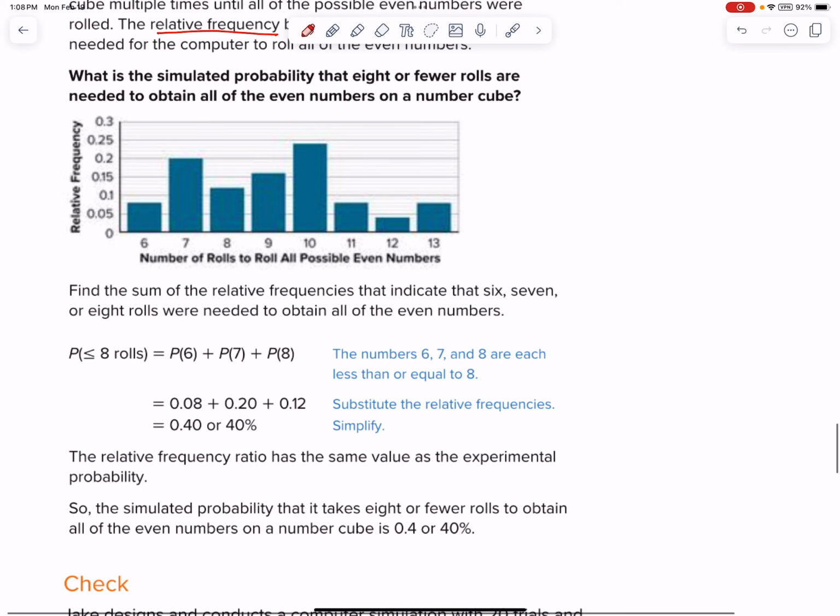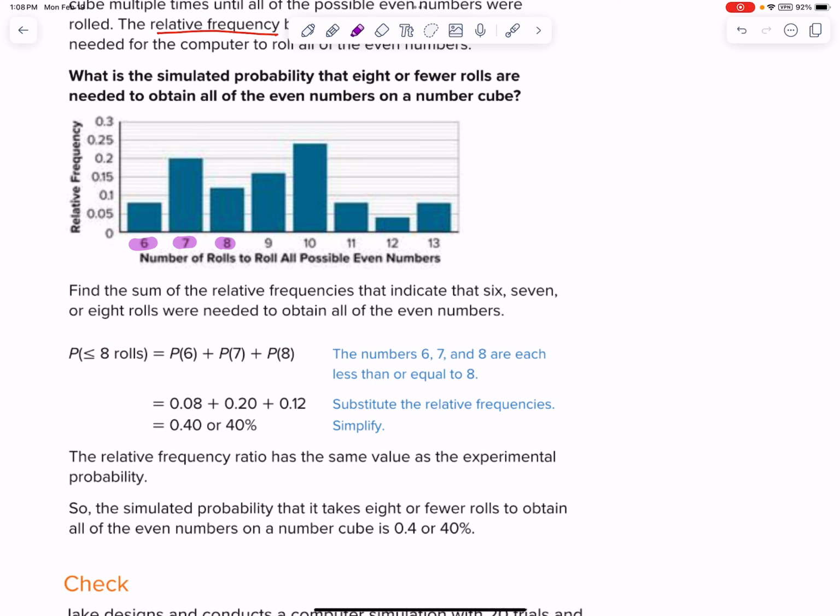Okay. So these here on the left side, remember, are the percent, or sort of that experimental probability, written as relative frequency, which is the same thing. Find the sum of the relative frequencies that indicate that 6, 7, or 8 rolls were needed. So we're only looking at 6 rolls, 7 rolls, or 8 rolls were needed to obtain all the events. Okay, so we're adding those probabilities up.